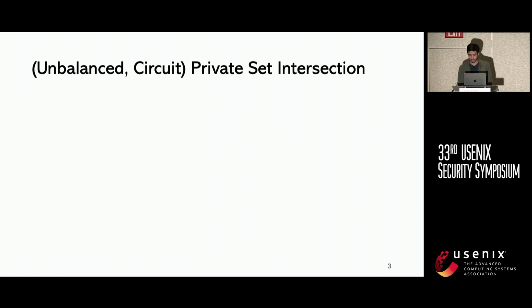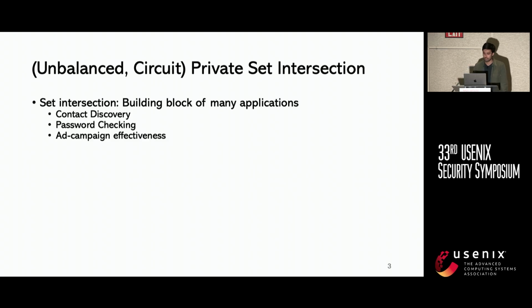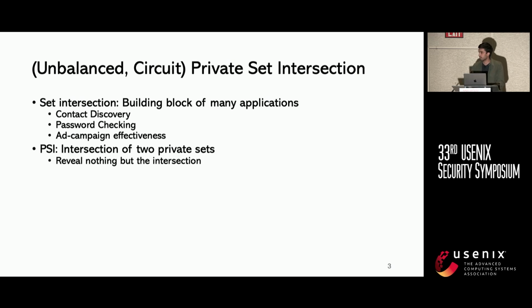All right, so first, the setting of unbalanced circuit PSI. Set intersection itself, we've seen it come up a lot in many applications as an important step to do various things. For example, in contact discovery, you're intersecting a user's contacts with the user base of a service. In password checking, you're intersecting your passwords with a set of compromised passwords. And the common thing in all of these cases is that you just want to conceal everything outside of the intersection and reveal nothing but the intersection.